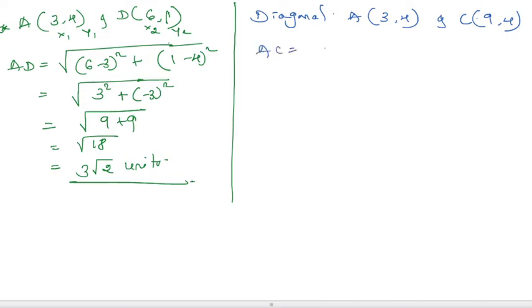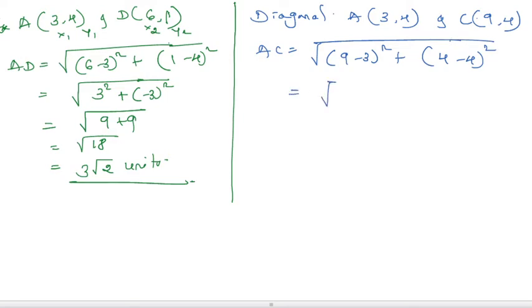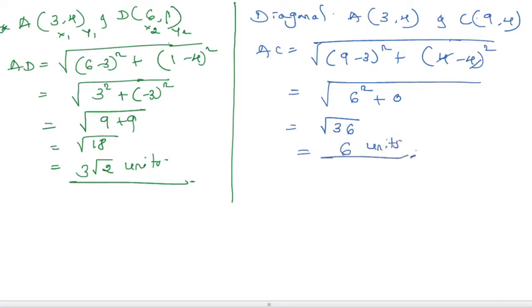Here AC is equal to square root of (x2 minus x1) square plus (y2 minus y1) square, which is (9 minus 3) square plus (4 minus 4) square, which is equal to square root of 9 minus 3 is 6, 6 square plus 4 minus 4 they get 0, 0 square is 0, that is equal to square root of 6 square is 36, square root of 36 is 6 units. It is the length of AC.